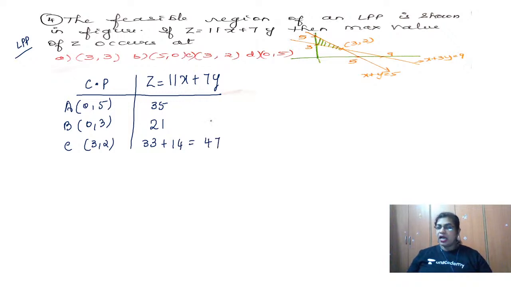So what is the question asked? The question asked is, you have to find the maximum among these. So which is the maximum value? The maximum value is 47. At which point are you getting it? You are getting it at the point C, that is 3, 2. And the option is also C, option 3, 2. So at this point 3, 2, the z, that is the objective function, is maximum. Okay, so maximum of z occurs at the point 3, 2. Hope the idea is clear. Yes? Okay, move on to the next question.